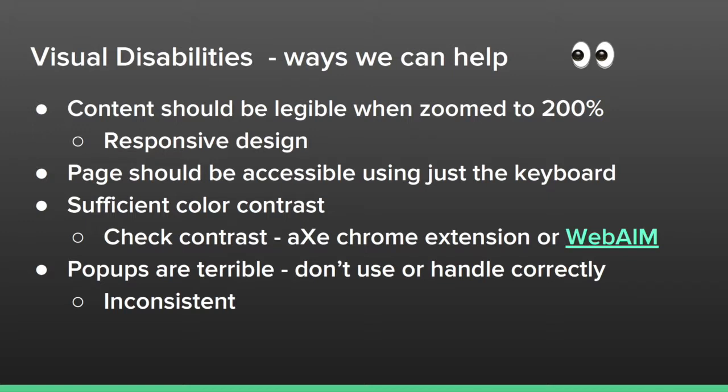The next thing, sufficient color contrast, and this is for users with low vision and also colorblind users. They need contrast, like white text on a gray background, for example. Otherwise, they won't be able to focus on that content. They won't be able to see what you're doing. So there's really easy ways to check your contrast, such as the Axe Chrome extension. It's a really great tool. Or WebAIM has a contrast checker that I link to here.